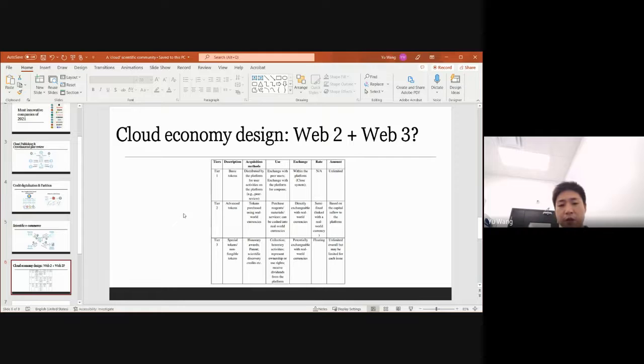And the final version of the tokens is an honorary version of the token, special tokens. For example, the NFT we want to distribute as a scientific reward for the community. You cannot easily trade it, but there is a possibility you can auction it. And if it's from a very famous scientist, someone may want to purchase those NFTs.